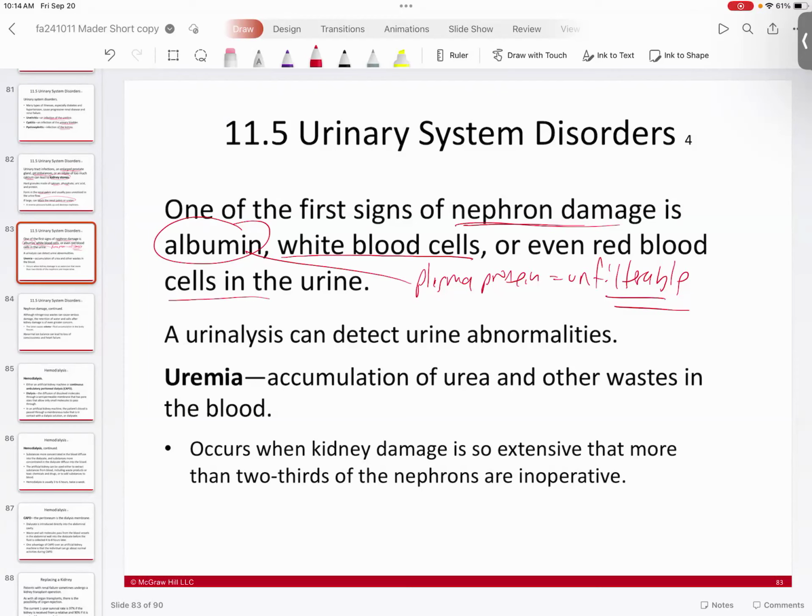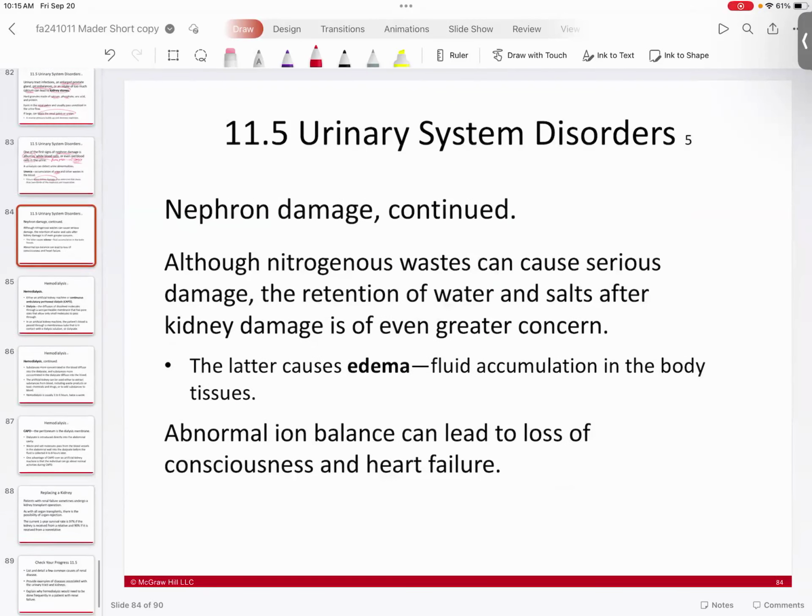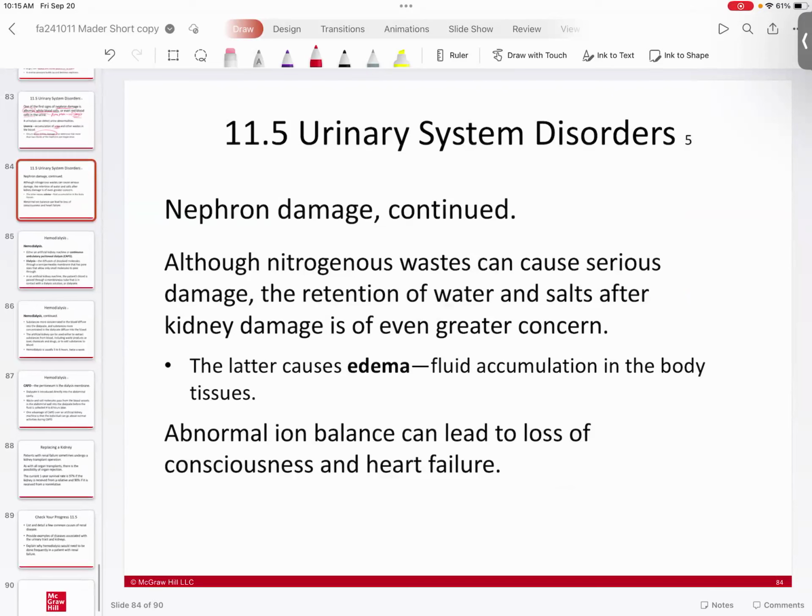And so you can usually pick this up with a nice test strip, just a basic urinalysis with a nice test strip. Uremia, remember we said, is the accumulation of urea and other waste in the blood. This is oftentimes a backup because of kidney damage. And so you have to have a pretty decent amount of nephron damage, though, in order for that to back up, because your nephrons are pretty good at what they do.